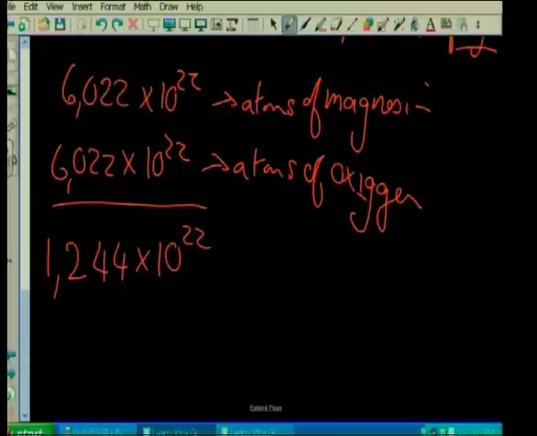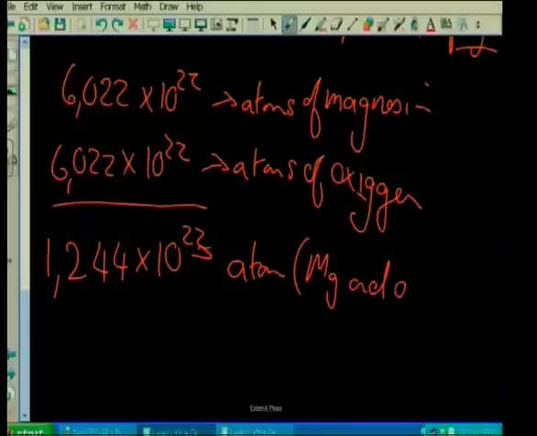Still times 10 to the 22. It hasn't increased. So I beg your pardon. It's 1,22 times 10 to the 23. I did increase it because it added up. So it's 1,22 times 10 to the 23 atoms. And this includes magnesium and oxygen atoms.